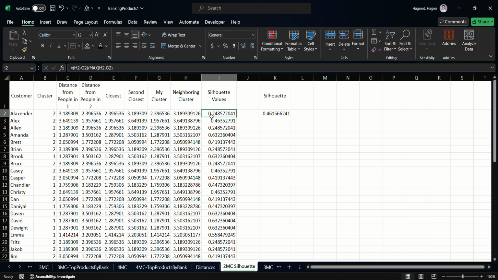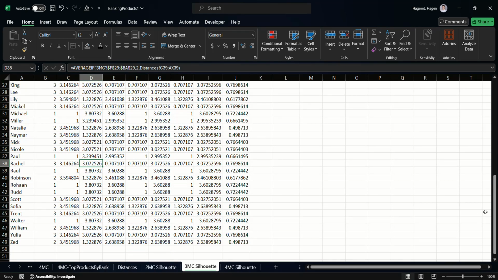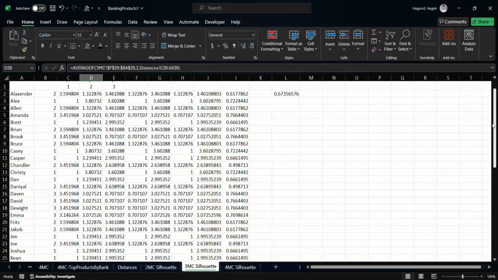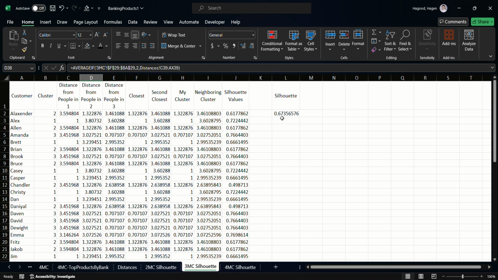And then I calculated the silhouette value by using the max formula. I lastly calculated the average silhouette value by taking the average of all the different silhouette values. And I got 0.46, which isn't super great, but isn't terrible either. I did this again for the 3 cluster set, and I got 0.67. It's not super accurate, but it is closer to 1 than 0. So it is a lot more accurate than 2 clusters, and it's fairly accurate since it is closer to 1.